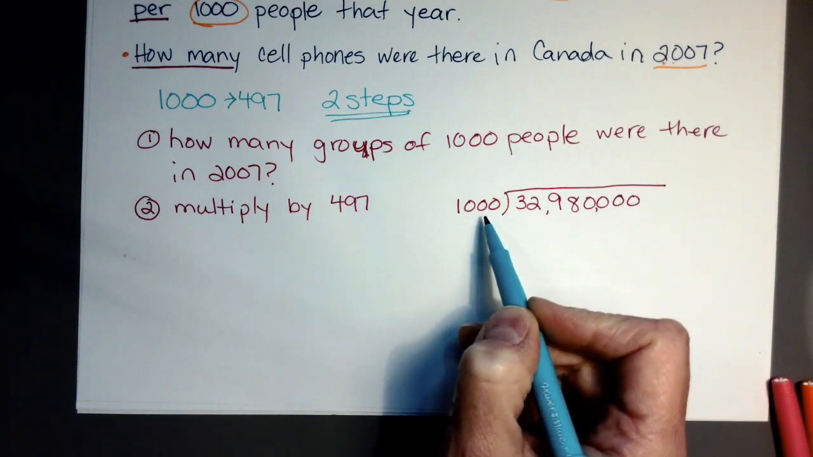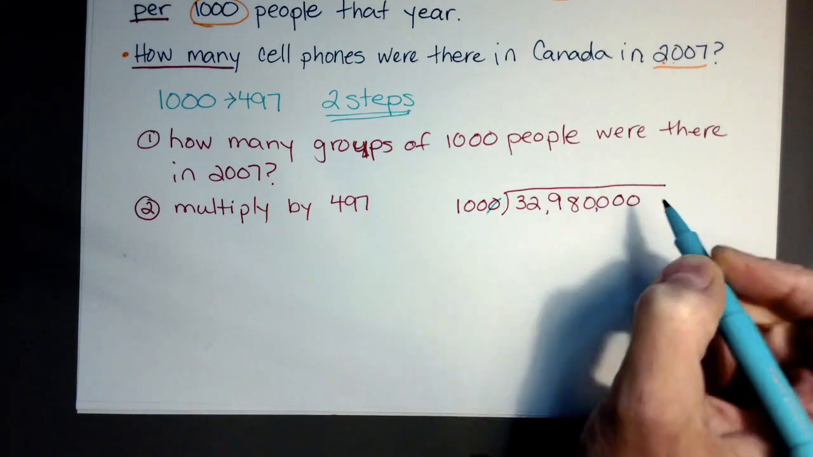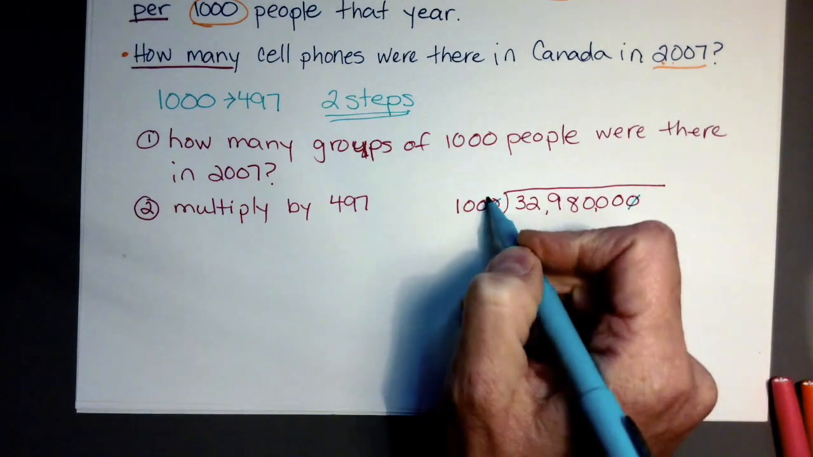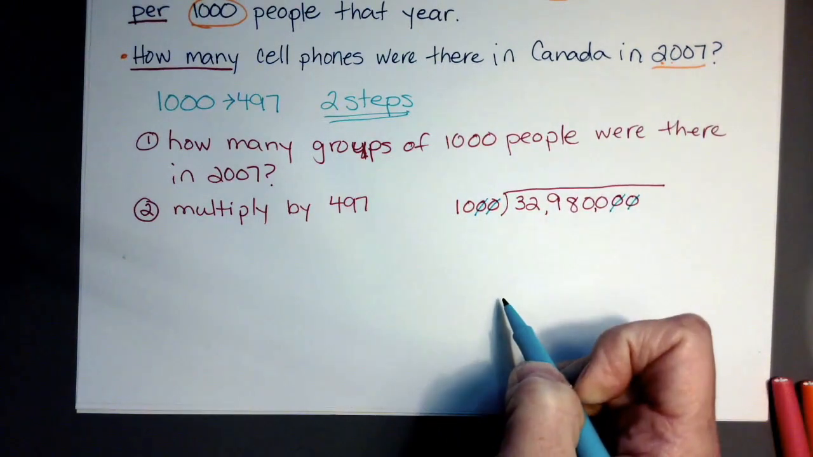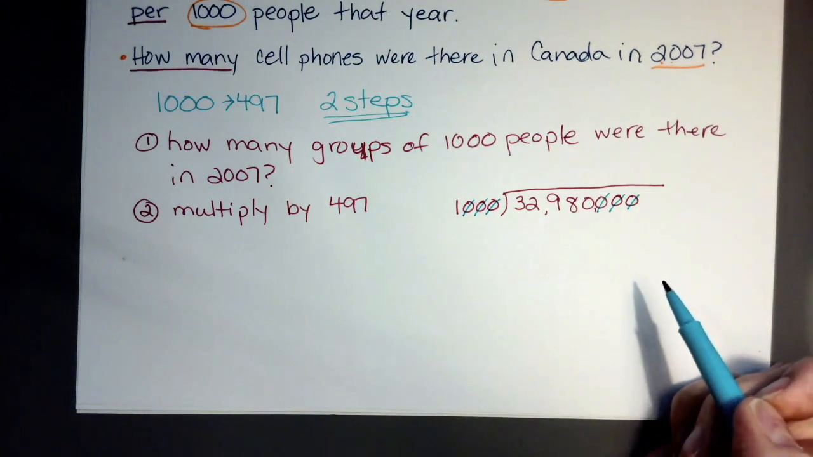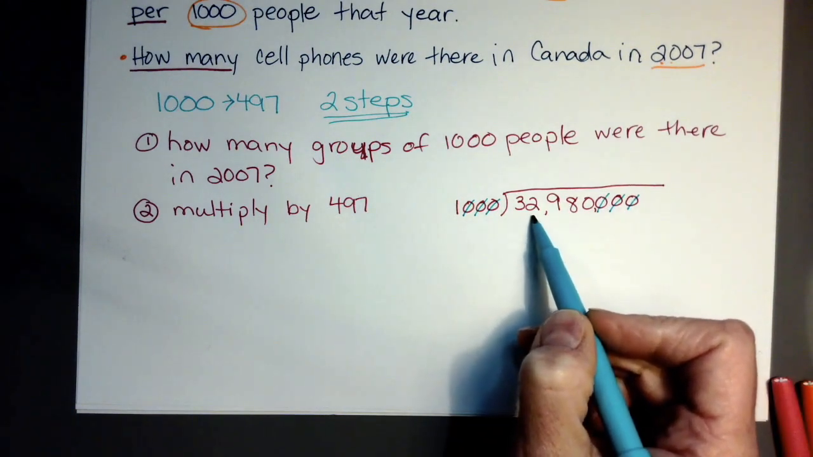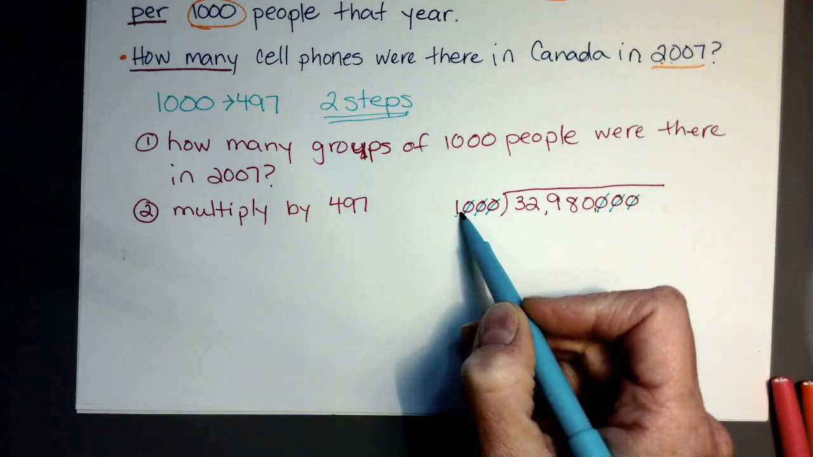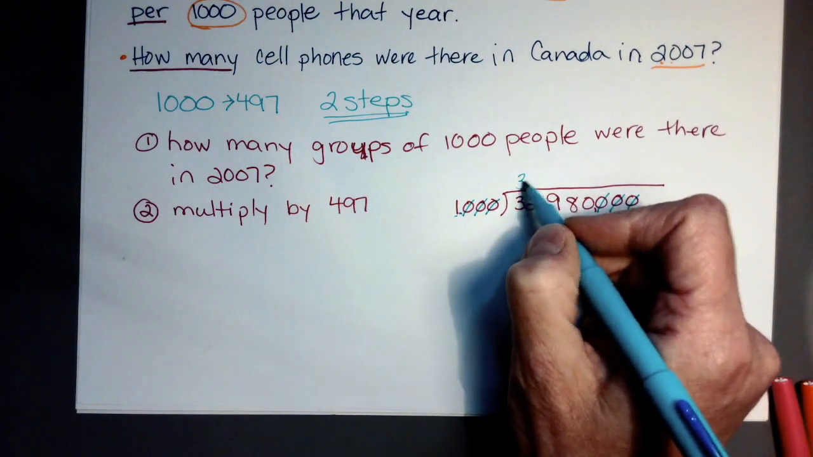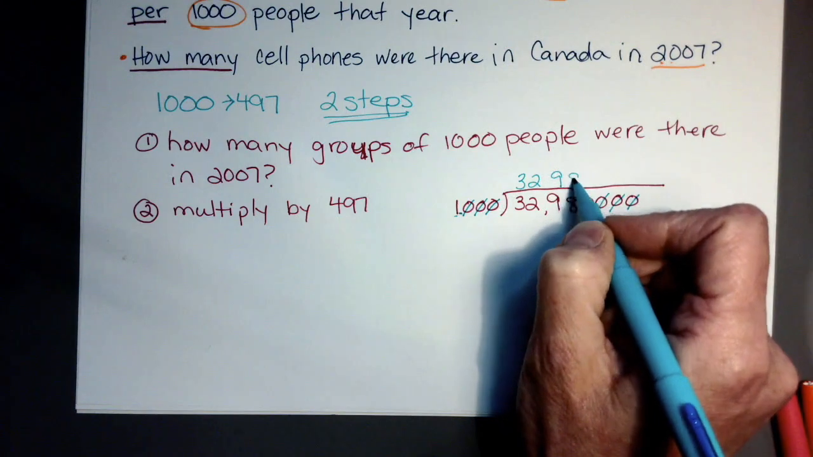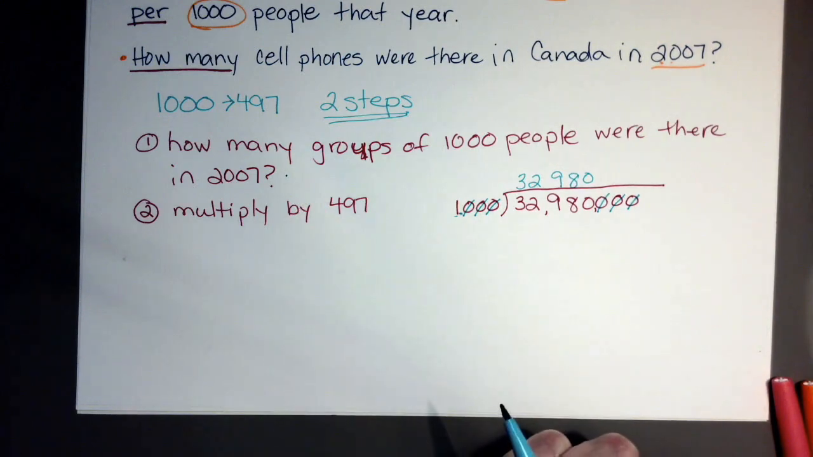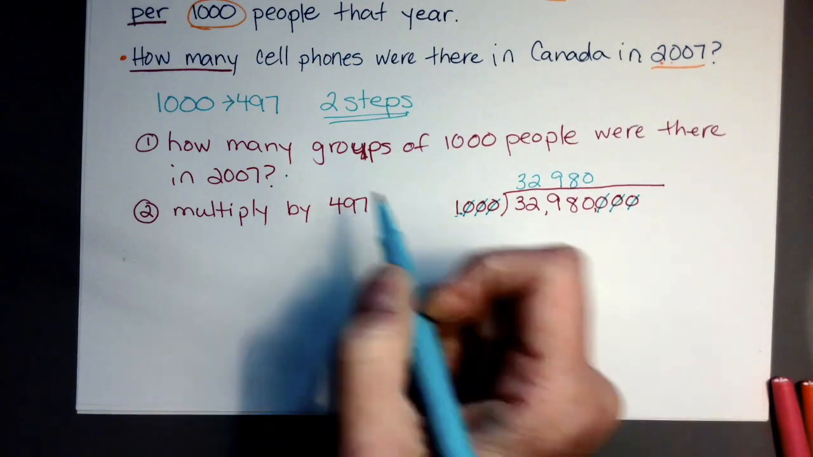So I'm going to say, well, I've got one zero here. There, I've crossed off. I have to make sure that I match. And then there. And then one more. So now I have a problem that is 32,980 divided by 1. Well, any number divided by 1 is that number. So my answer is 32,980. Okay, so that tells me how many groups of 1,000 people were in Canada in 2007.